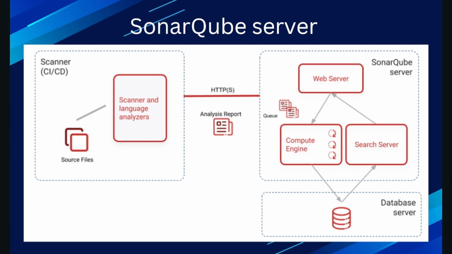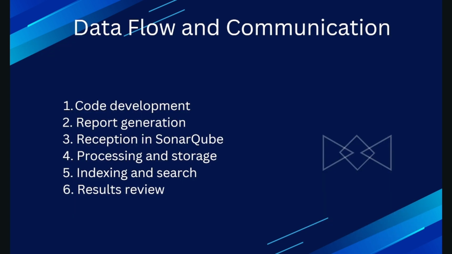Let's see how information flows within the entire architecture. One is code development. In the CI/CD environment, the scanner is triggered to analyze code. Two is report generation. The scanner inspects the code, creates a report, and sends it via HTTP or HTTPS. Three is reception in SonarQube. The report arrives at the web server and is placed in a queue for the compute engine to process. Four is processing and storage. The compute engine analyzes the report, applies quality rules, and saves all results in the database.